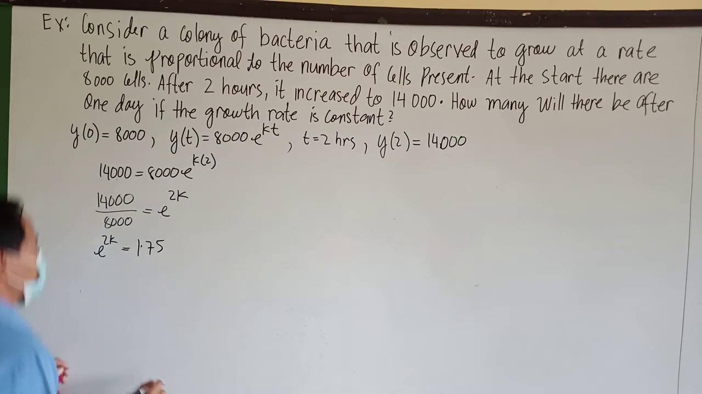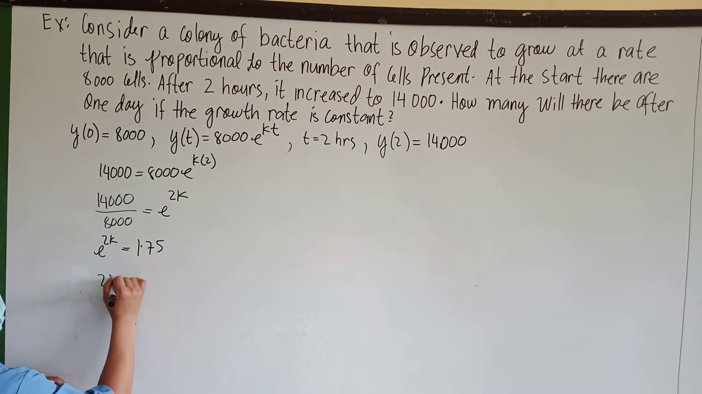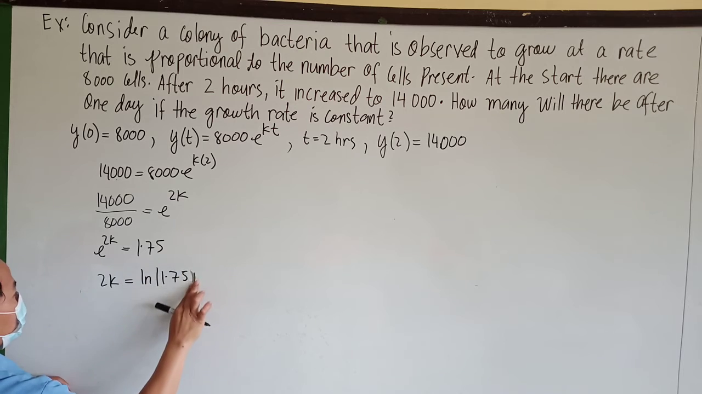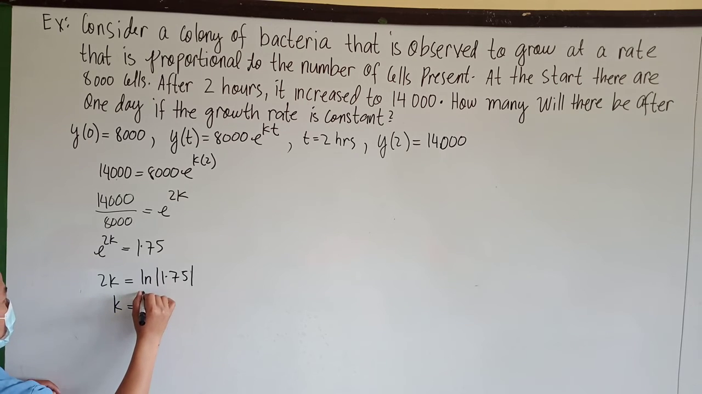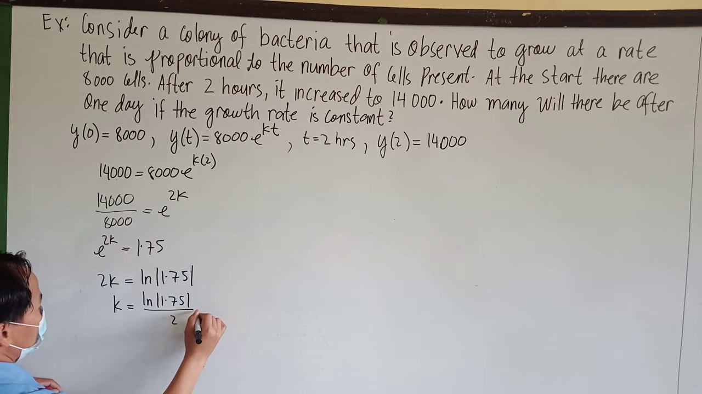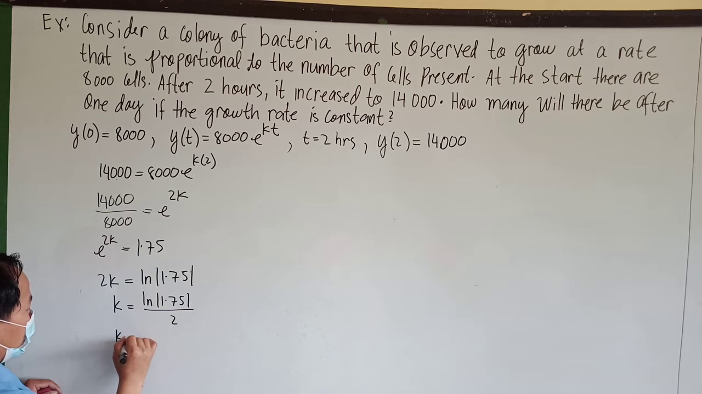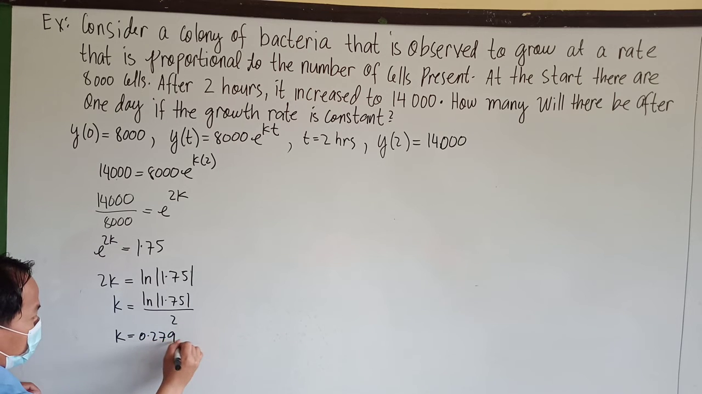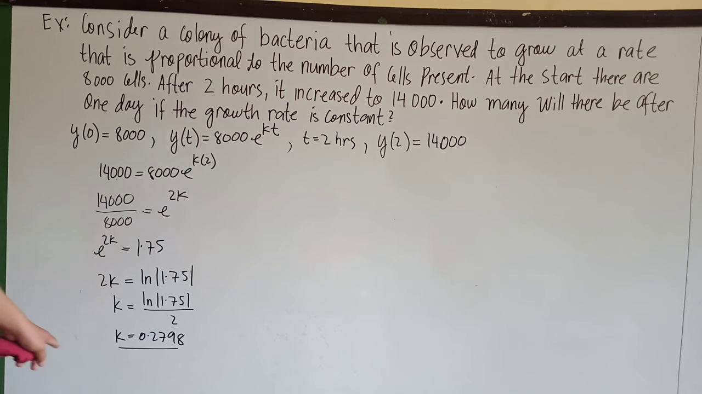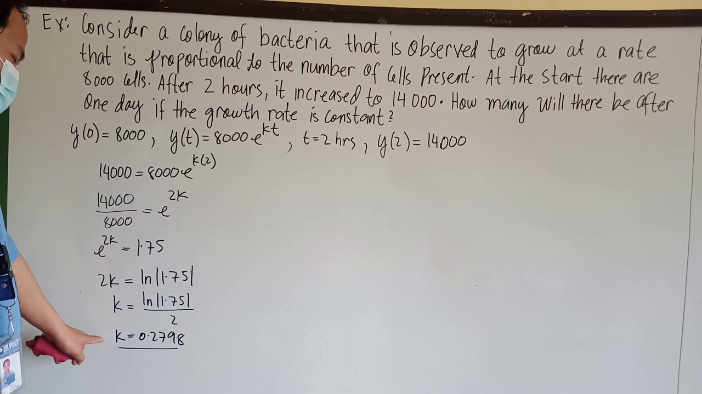So at this time, we can now solve for the value of 2k. 2k is equivalent to ln of 1.75, or k is equivalent to ln of 1.75 over 2, which is approximately 0.2798. You can use your calculator to generate this value. 0.2798. So this will be our constant for when the cells will increase.